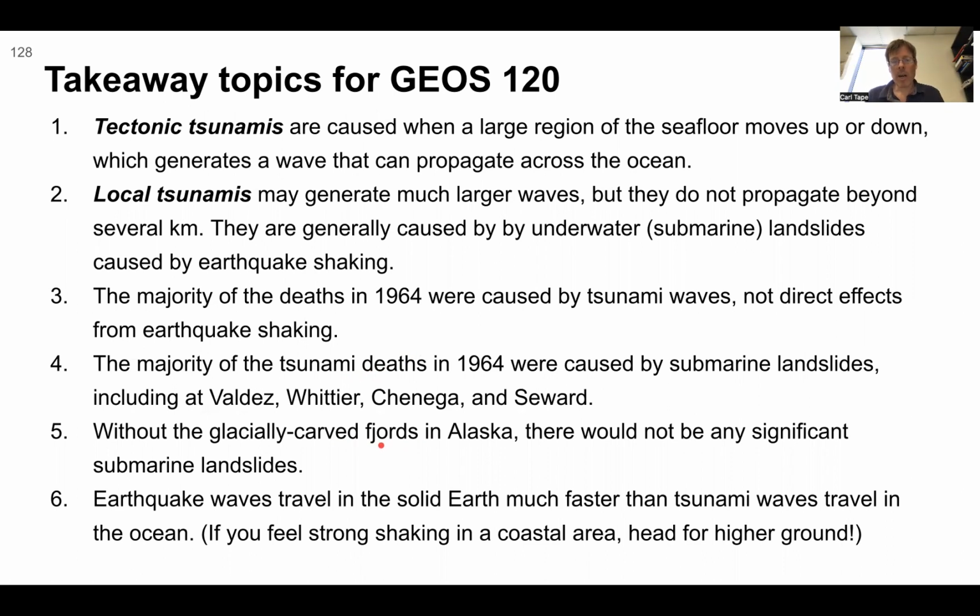Finally, earthquake waves travel in the solid earth much faster than tsunami waves travel in the ocean. So if you feel strong shaking in a coastal area, head for higher ground.